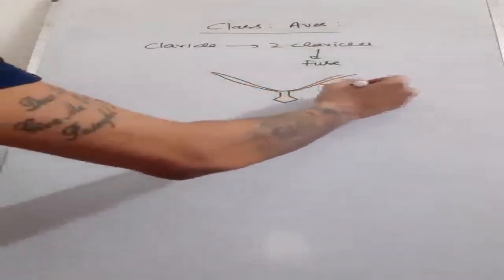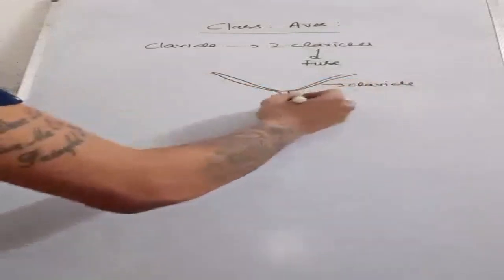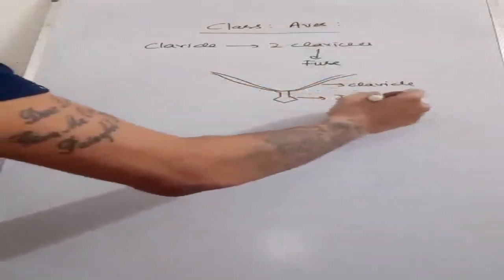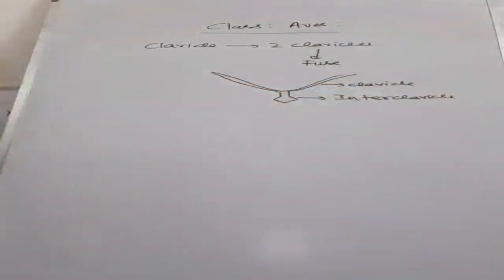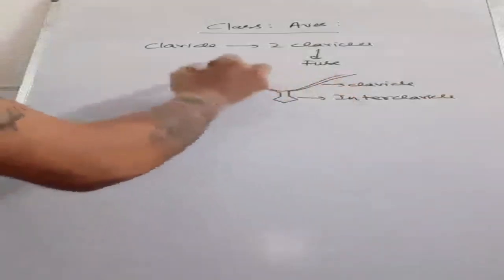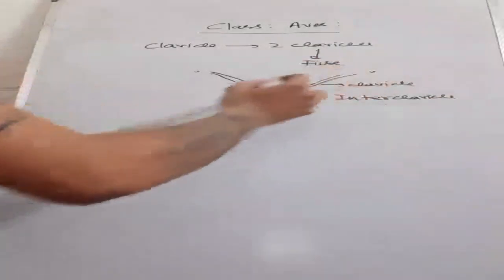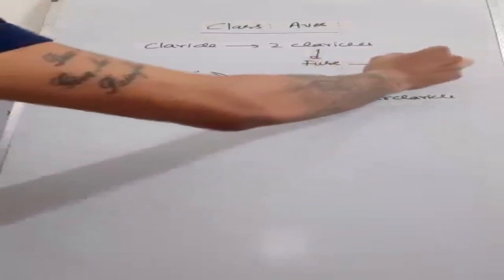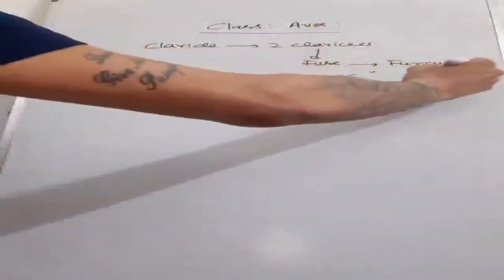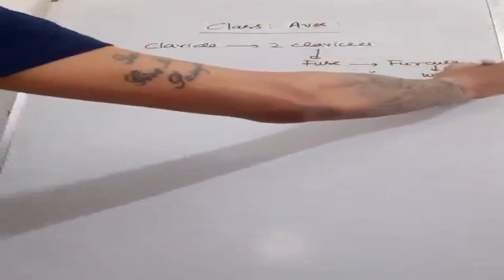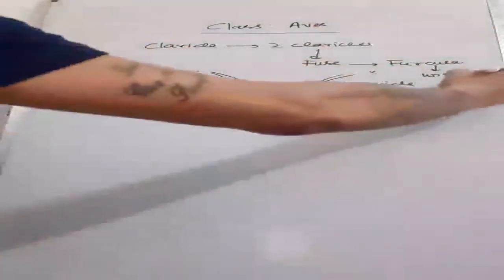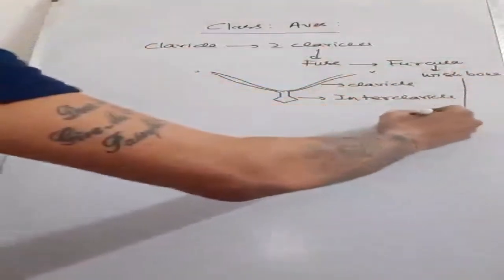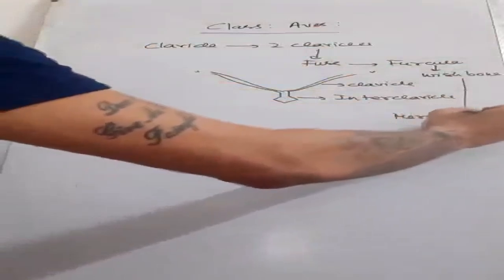So this is the clavicle. This is the interclavicle, and it gives a structure which is known as furcula. This whole shape of the structure is known as what? Furcula. Or sometimes it is also known as wishbone. It is also known as the wishbone or Merry-Thought bone. There are a lot of names given to this furcula. Merry-Thought bone.